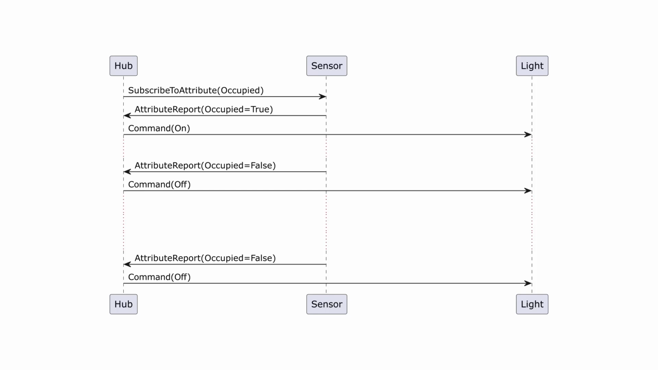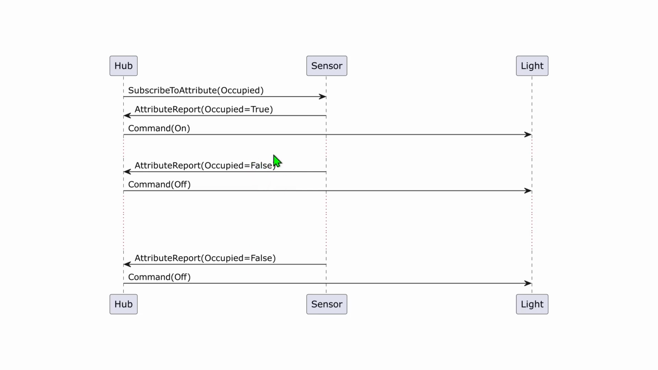Now we've seen the sensor in action, let's look at the theory behind it. The most efficient method is for the hub to subscribe to the occupied attribute. The occupancy sensor will then send attribute reports whenever the value is changed. A maximum report interval can also be set to receive reports even when the attribute is unchanged.